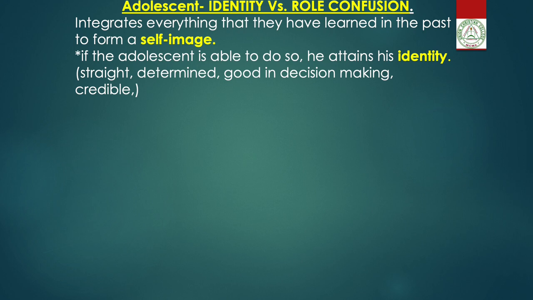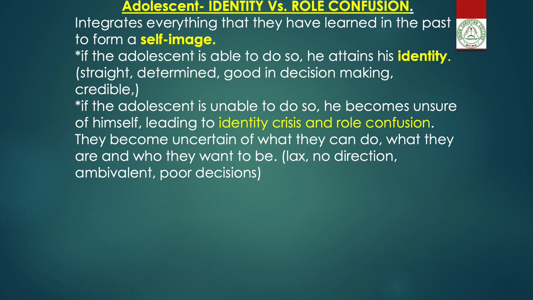However, if the adolescent is not able to integrate the things that he has learned and he is unsure of himself or herself, they will have identity crisis and role confusion. Kasi hindi na niya alam kung sino siya or kung anong gusto niyang maging. Or ano siya talaga? So that's identity crisis, or role confusion. They become uncertain of what they can do, what they are, and who they want to be.